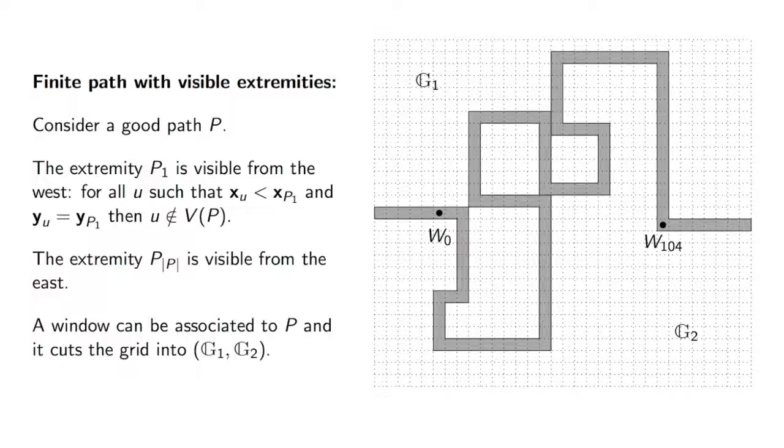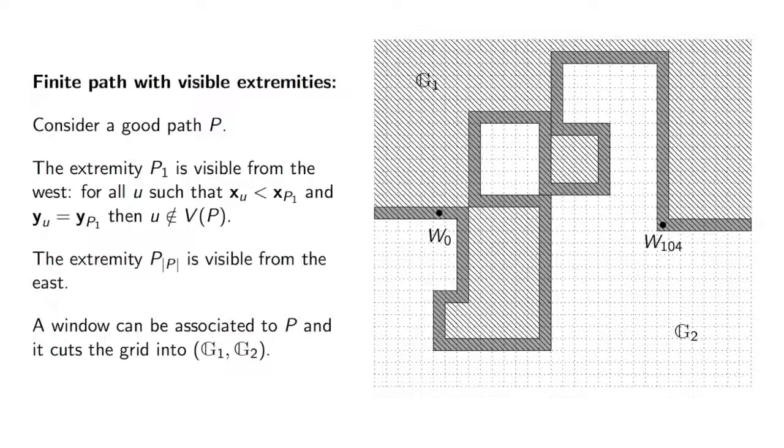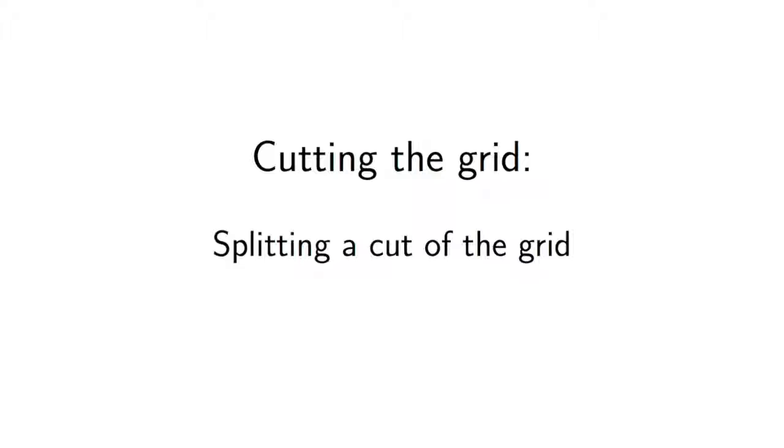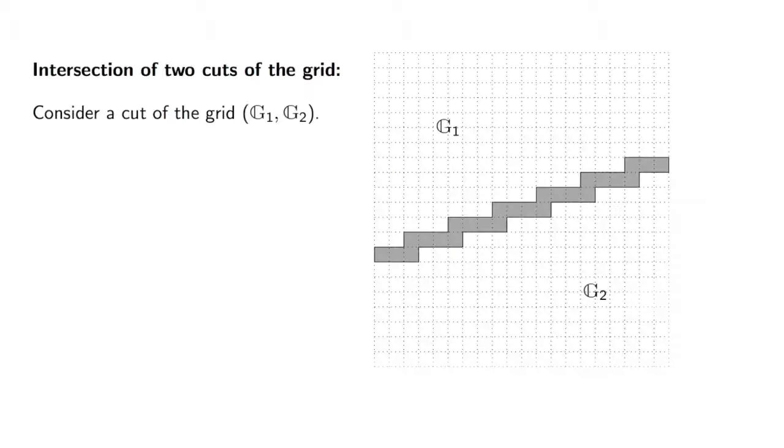Then it is possible to extend the path P into a simple B-infinite path as shown in this figure. This B-infinite path can be used as a window. Here is the left side of the window. Here is the right side of the window. Sometimes we have to deal with 2 cuts of the grid at the same time. We explain here how to deal with this problem.